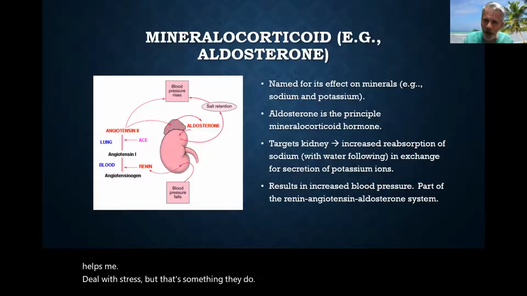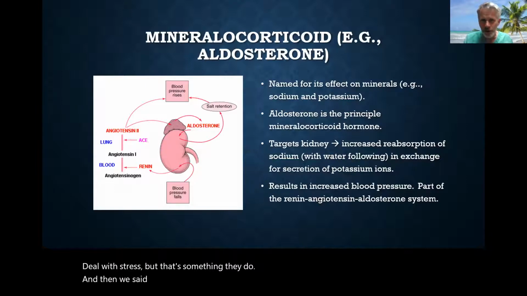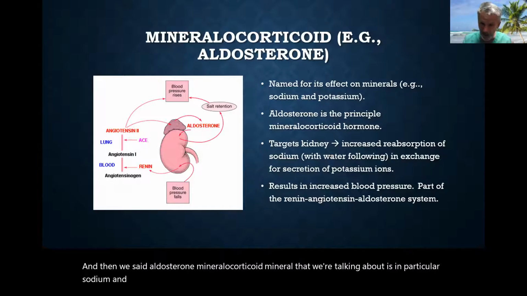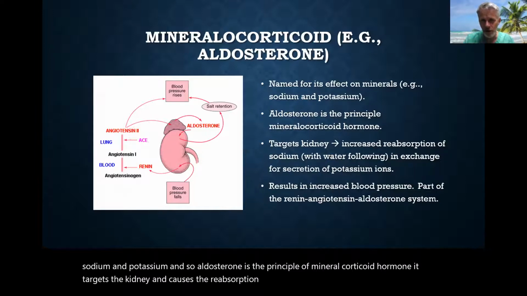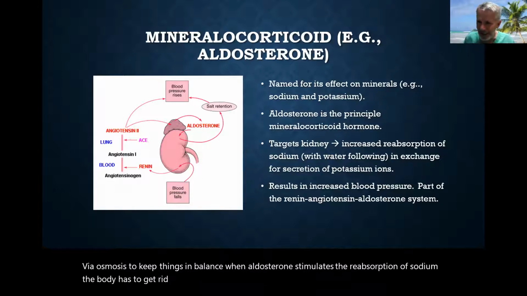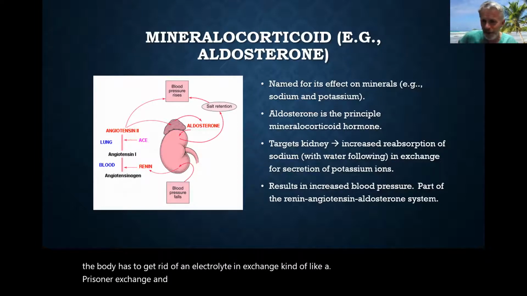And then, like we said, aldosterone is a mineralocorticoid. The minerals we're talking about are in particular sodium and potassium. Aldosterone is the principal mineralocorticoid hormone. It targets the kidney and causes the reabsorption of sodium, and water will follow via osmosis. To keep things in balance, when aldosterone stimulates the reabsorption of sodium, the body has to get rid of an electrolyte in exchange, kind of like a prisoner exchange.